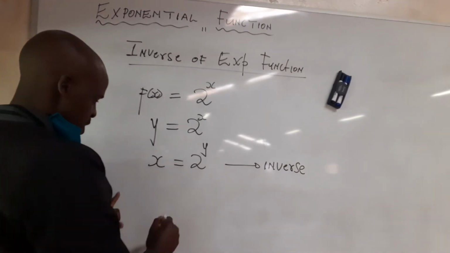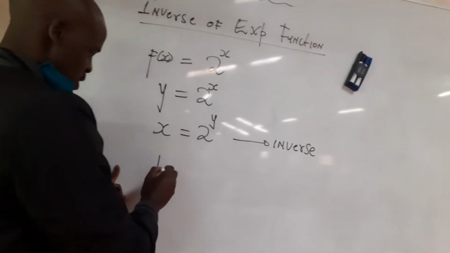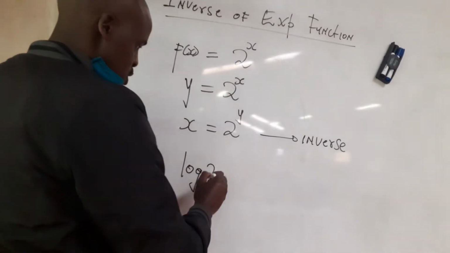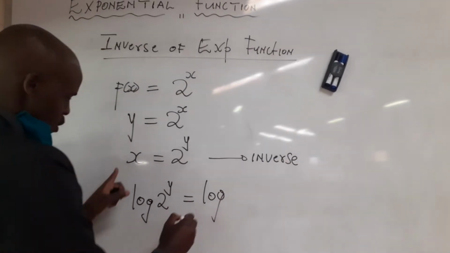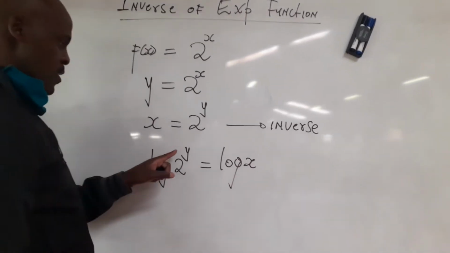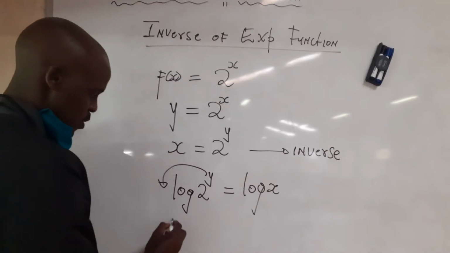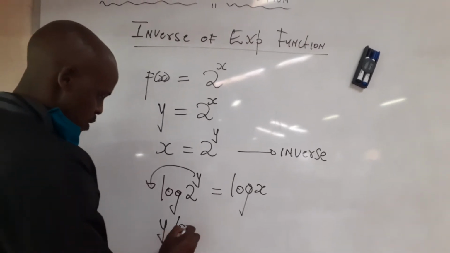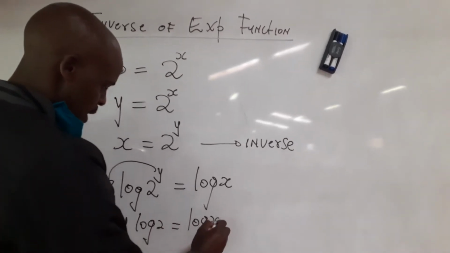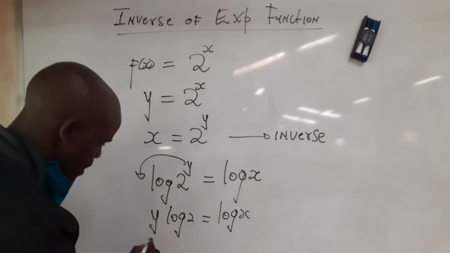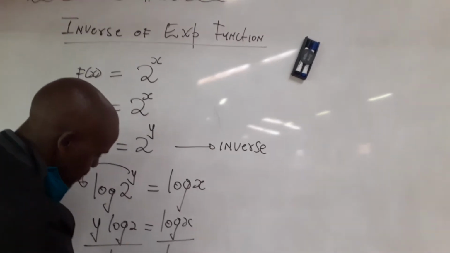Therefore, to make y the subject, we are going to apply log. We introduce the log. So this will be log 2 exponent y is equal to log x. And then we multiply there by y like that. So this will be y log 2 is equal to log x. We solve for y so that it will be the subject. We divide by log 2.